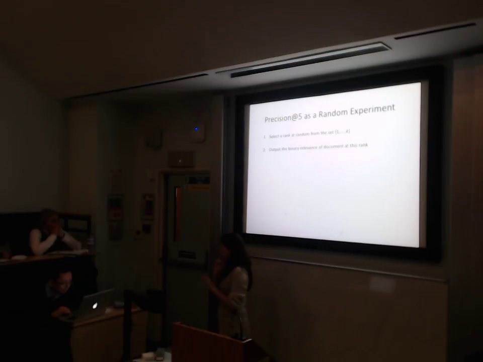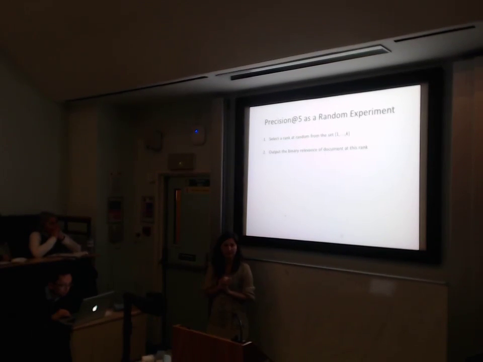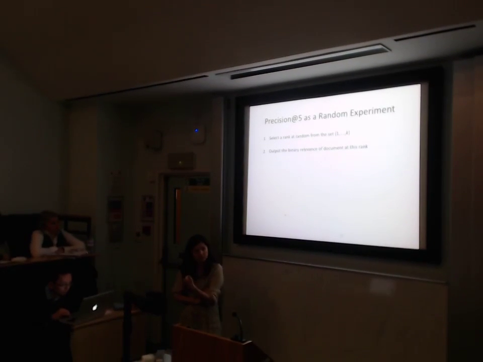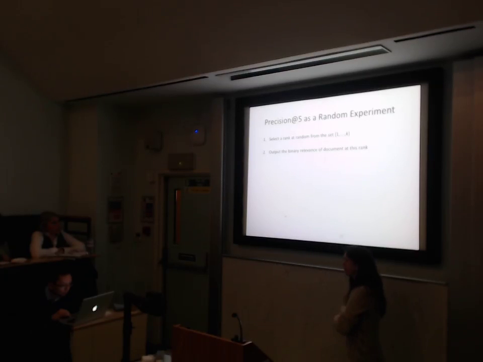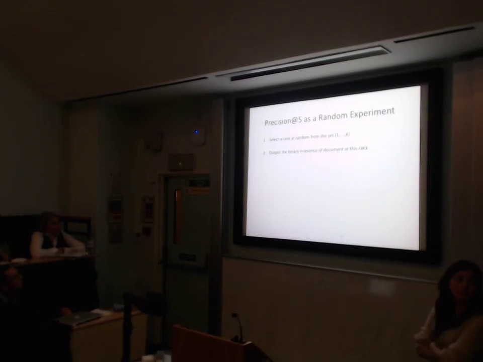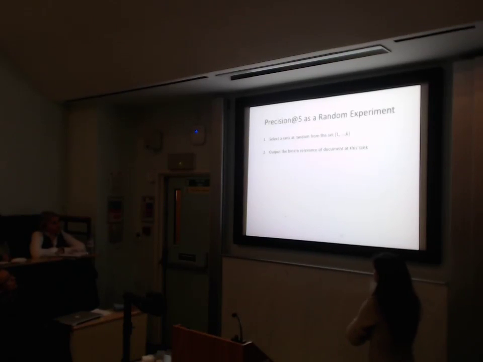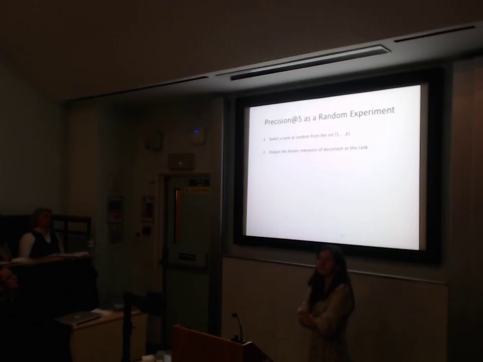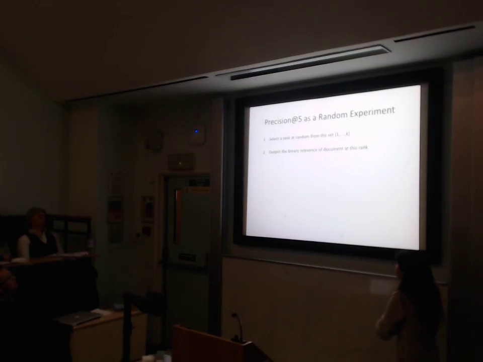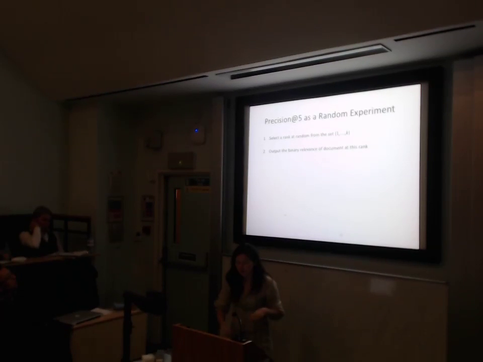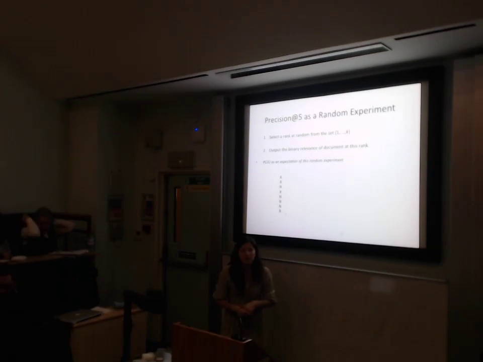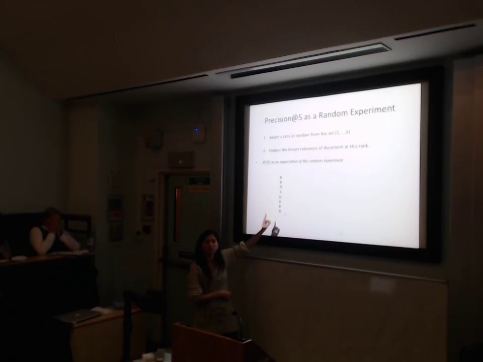First, I start with a simple evaluation metric, like precision at 5, let's say. And then we will go to average precision, a little bit more complicated. So again, first we should define our evaluation metrics as random experiments. I claim precision at 5 corresponds to the following random experiment. First step is to select a rank at random from the set 1 to k, or 1 to 5, if I'm doing precision at 5. Second step is to output the binary relevance of the document at the rank I selected. Now let's see using an example why precision at 5 corresponds to the expectation of this random experiment.